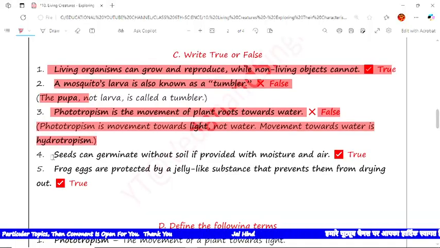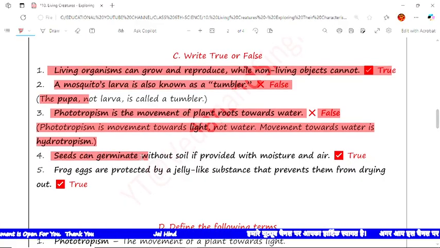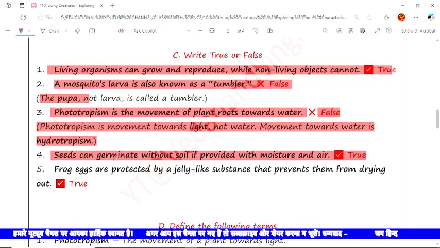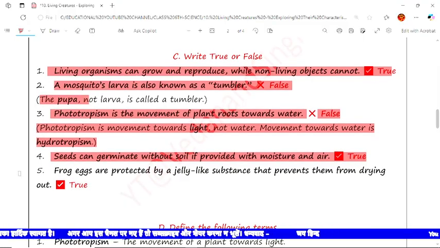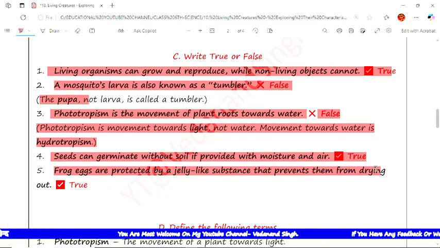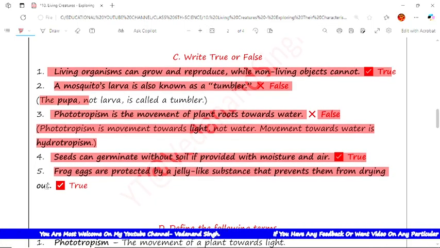Now the next question is, seeds can germinate without soil if provided with moisture and air. Yes, this is true. The next question is, frog eggs are protected by a jelly-like substance that prevents them from drying out. That is true.